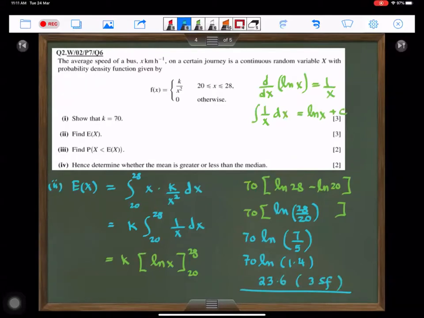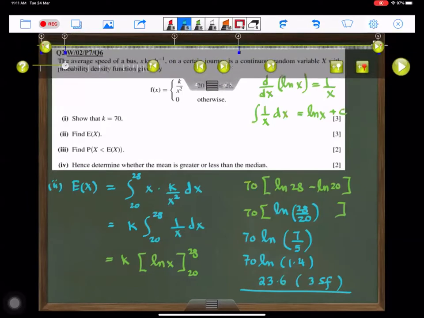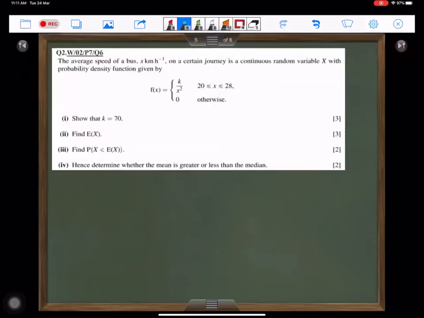Now, let's move to the third part. Find the probability that x is less than the expectation of x. Now, over here, let me paste it over here once more.